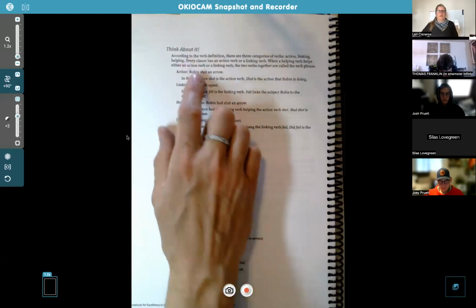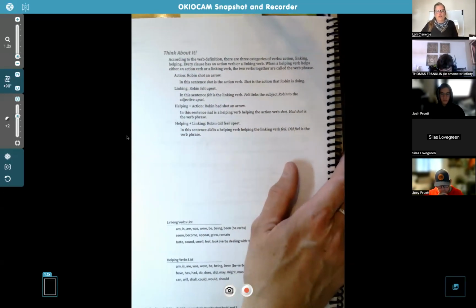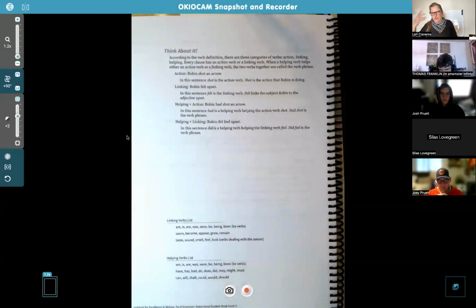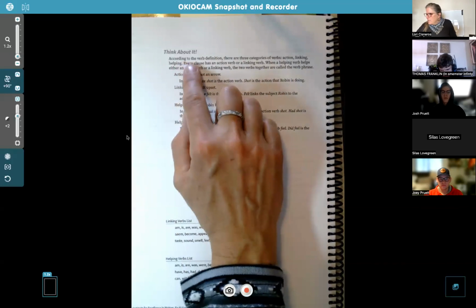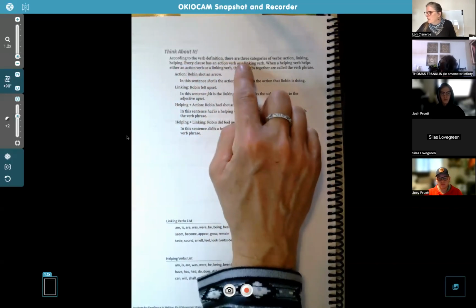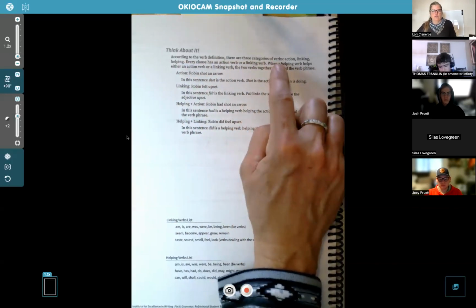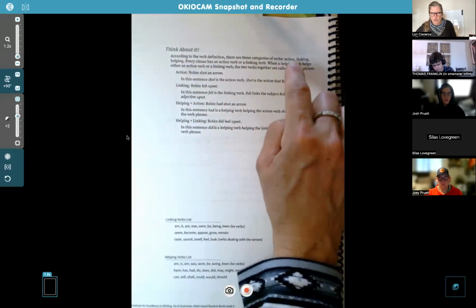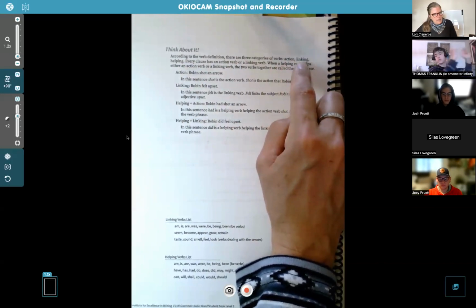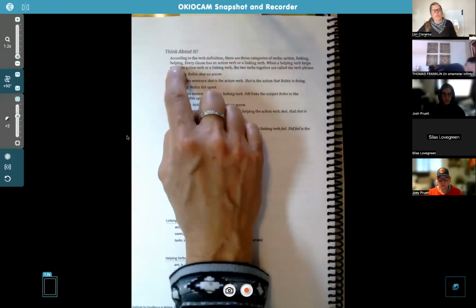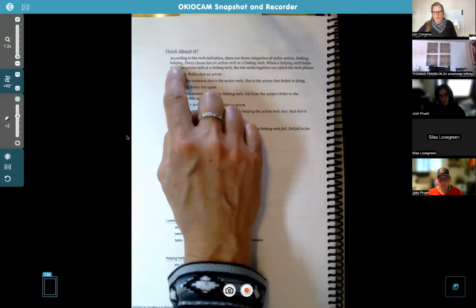It says, think about it. All right, here's just some things that you already know, but this is just putting it into words for you to be able to identify. According to the verb definition, there are 3 categories of verbs. Action, that's the one we all know. You learned that like in 3rd grade, probably. Action verbs tell action. Then there's linking verbs and helping verbs. So 3 different types of verbs: action, linking, helping.